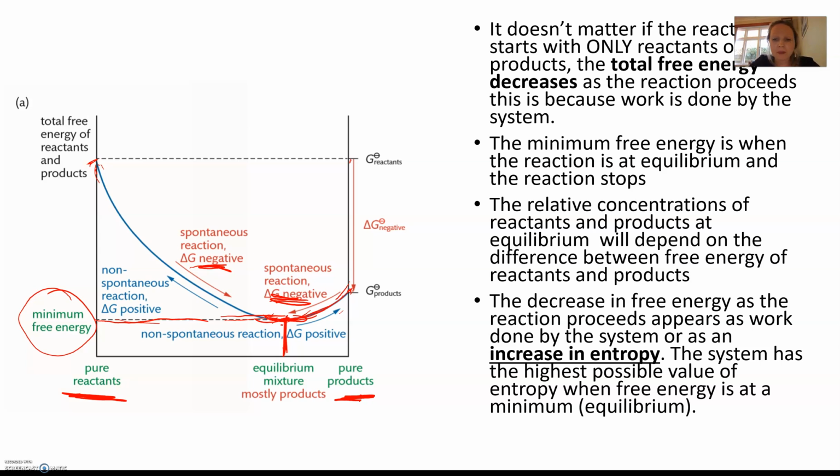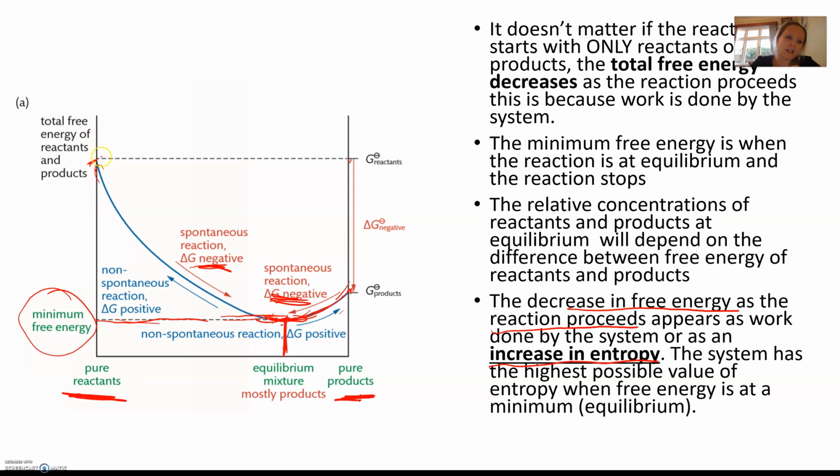So the other thing, team, is that a decrease in free energy as a reaction proceeds, we see that as being work done by the system. So there's lots of free energy at the beginning, the reaction does its thing, and then we start seeing a lot of work from that system, and that leads to an increase in entropy, because you'll remember that a reaction that proceeds always tends towards an increase in entropy. So therefore, the system has its highest possible value of entropy when free energy is at its minimum.